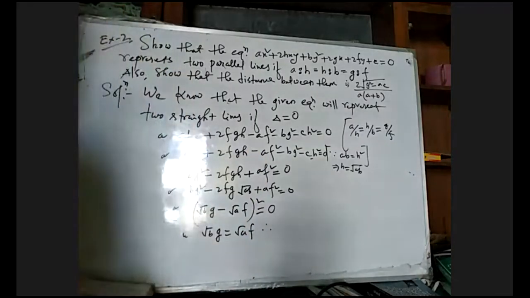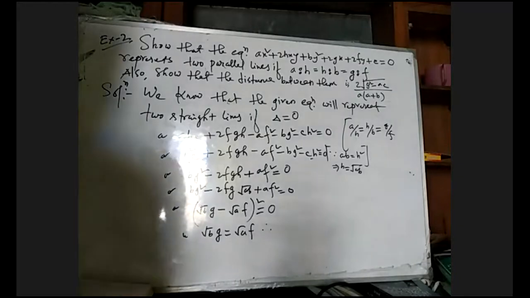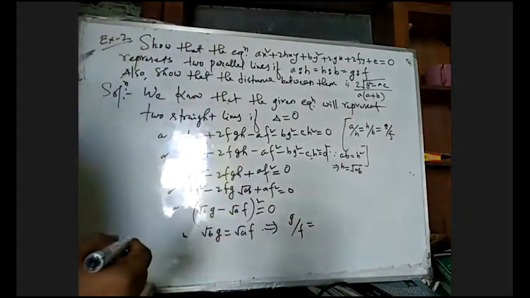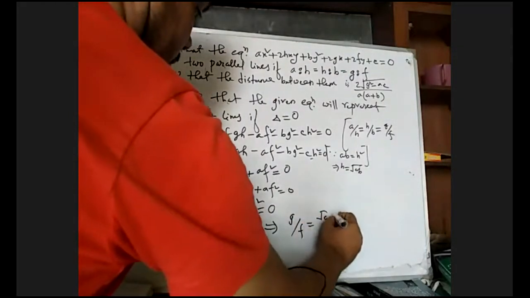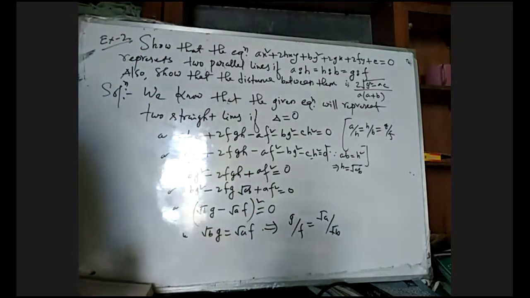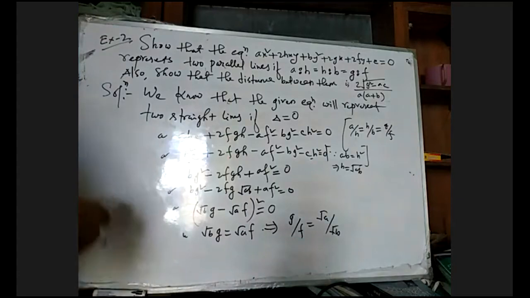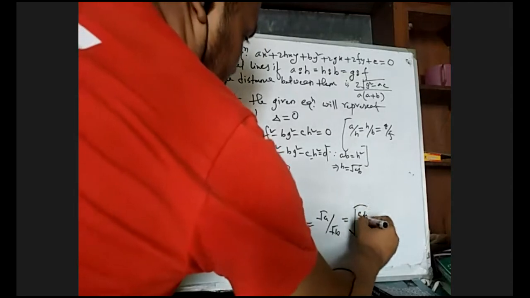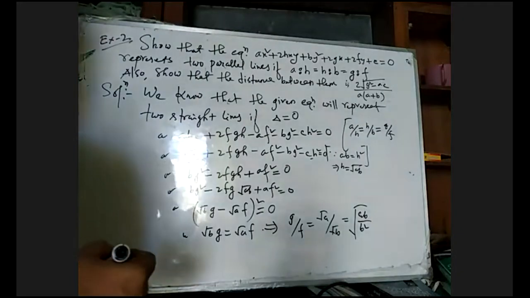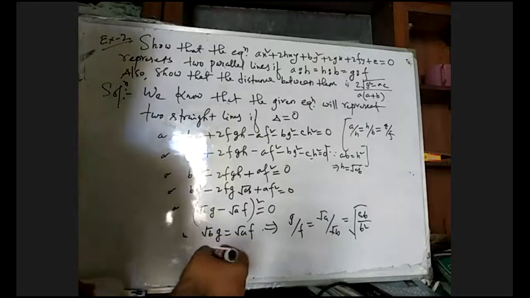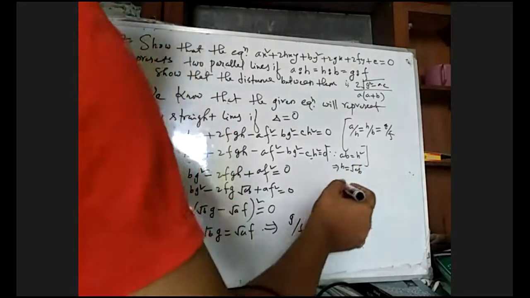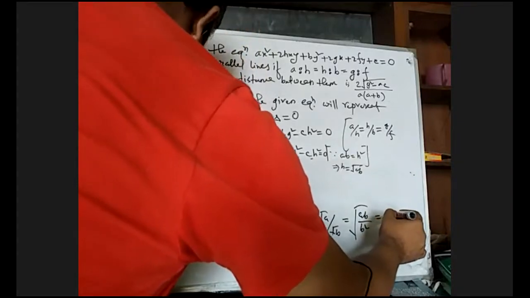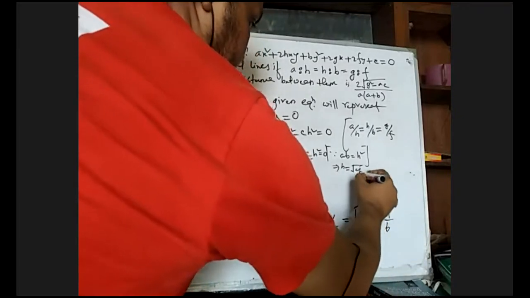Therefore, from this we can write g by f equals root over a divided by root over b. Also, this can be written as root over ab divided by b squared. But ab equals h squared, so root ab equals h. This is why we can write h by b from this.